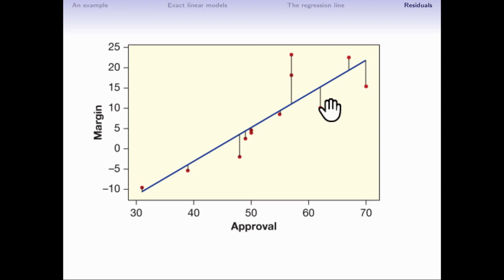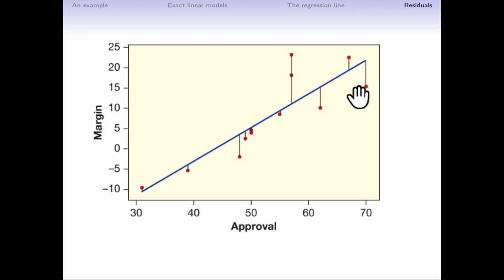Well, we begin at the predicted value on the blue line, and then in this case, we have to work our way down to the data point. That is a negative directed distance, and that is a negative residual. For this data point, however, we begin at the blue line and we find ourselves working up to the data point. That is a positive directed distance.